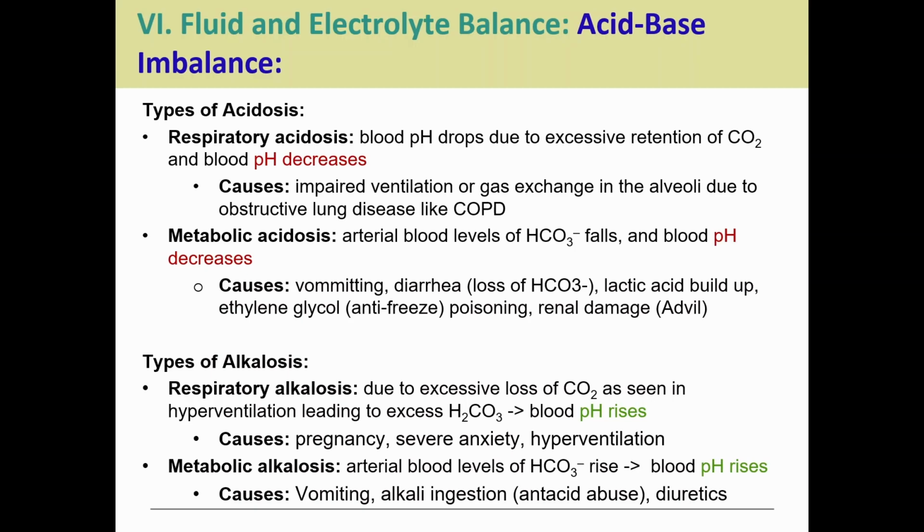On the alkalosis side, respiratory alkalosis, this is where we're excessively losing carbon dioxide because we hyperventilate. Things that can cause that are anxiety, pregnancy, anything that causes hyperventilation. So a panic attack could potentially cause this because someone is maybe hyperventilating as part of that panic attack. And then metabolic alkalosis, this is where we have too much bicarbonate. The causes for this are vomiting, diuretics, and also alkali ingestion. So basically if someone overuses antacids, this can cause this as well.